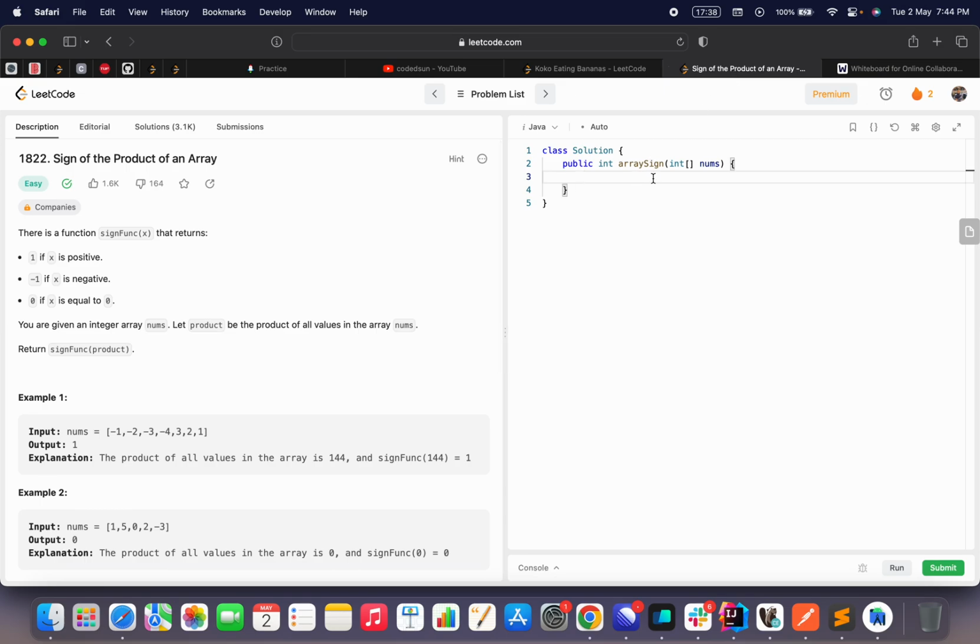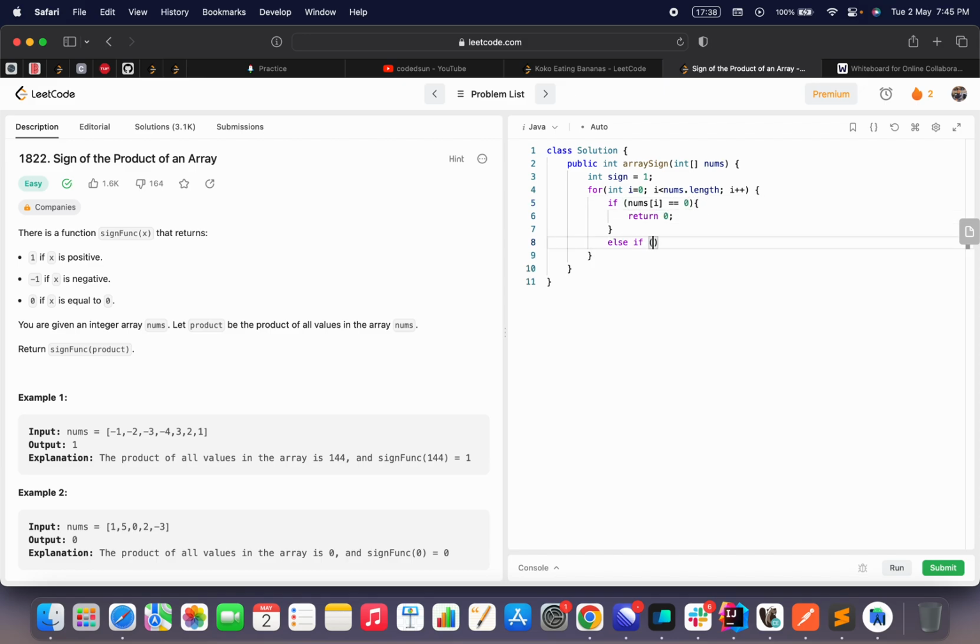So let's quickly solve this problem. I'm not going to take all the products here. I will keep the sign, which will always start as positive. Now I will loop over the elements, for i less than nums.length, i plus plus. Now if nums[i] is equal to 0, I will quickly return 0, right?